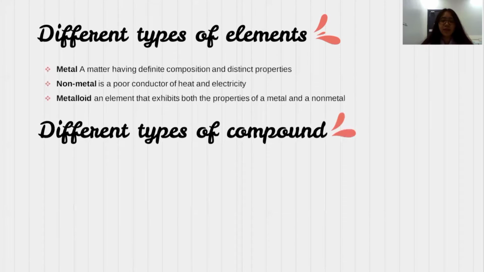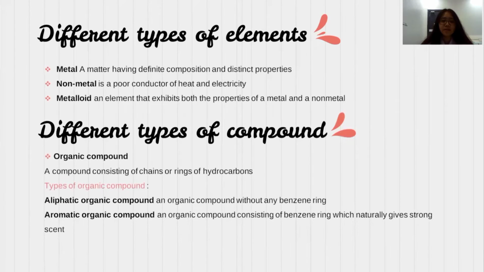Then we have the different types of compound. First, we have the organic compound. It's a compound consisting of chains or rings of hydrocarbons. There are two types of organic compound. The first one is aliphatic organic compound. It's an organic compound without any benzene ring, while aromatic organic compound is an organic compound consisting of benzene ring, which naturally gives strong scent.